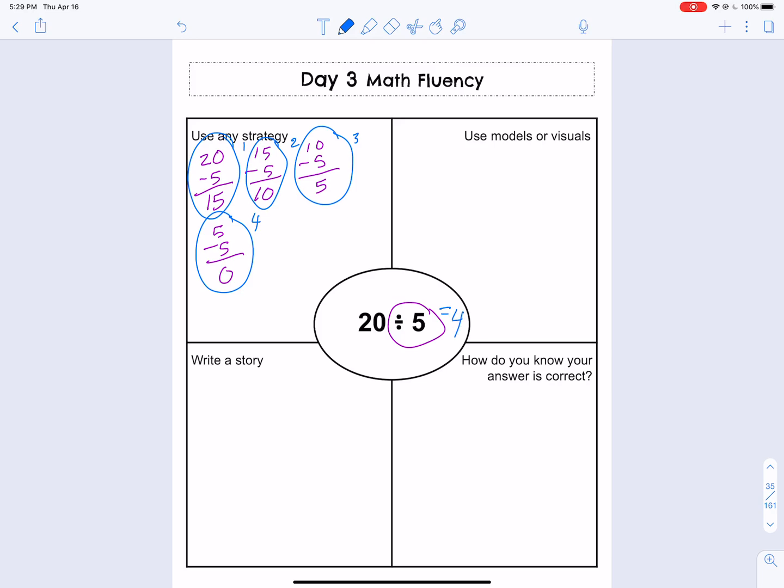Now, in the second box that says use models or visuals, what I think I'm going to do there is equal sharing, because equal sharing is a really good way to show division in a highly visual manner. Remember, equal sharing is exactly like equal groups, where you start with your circles. So I'm going to make 5 circles since I'm dividing by 5. 1, 2, 3, 4, 5.